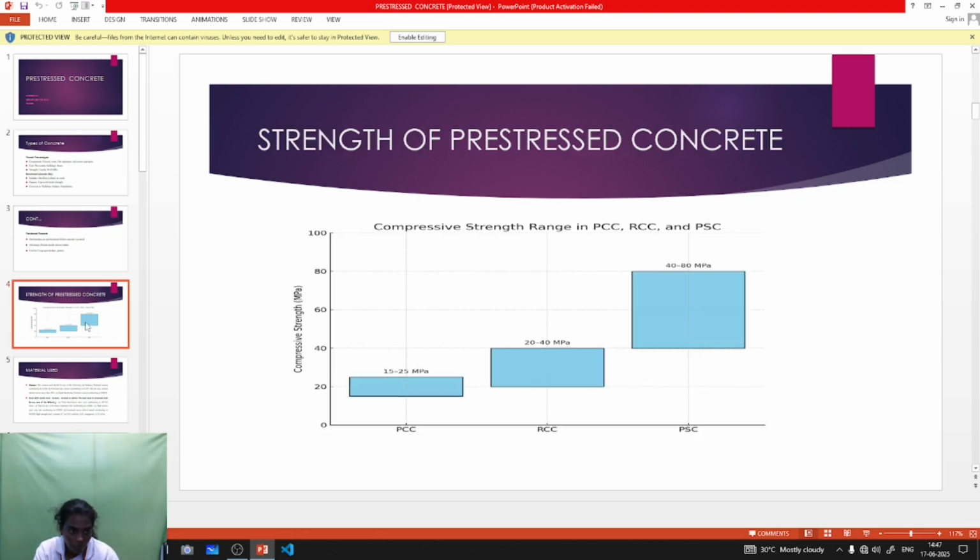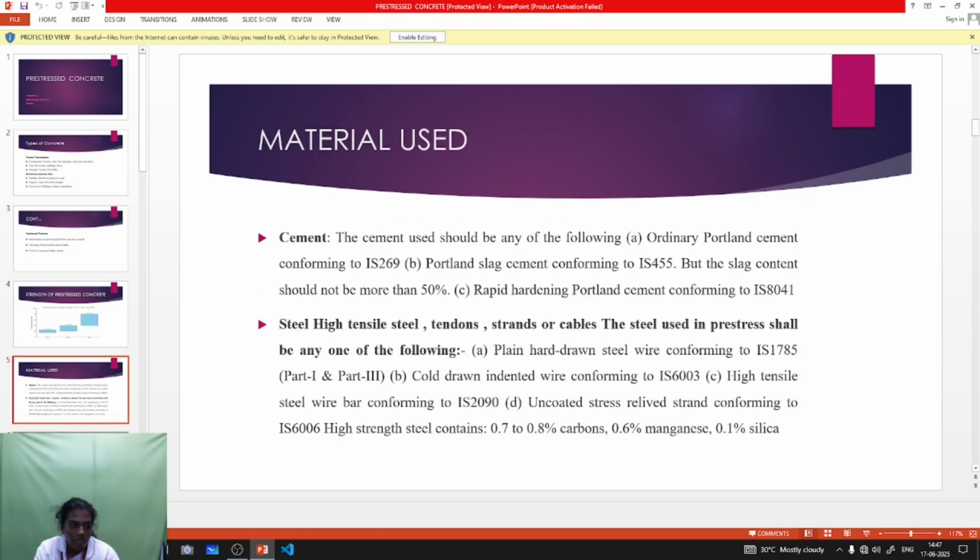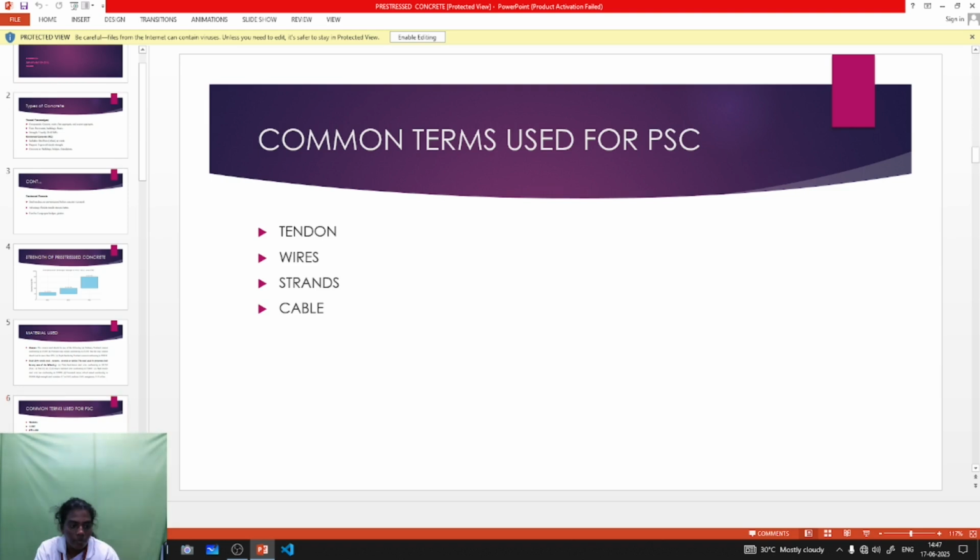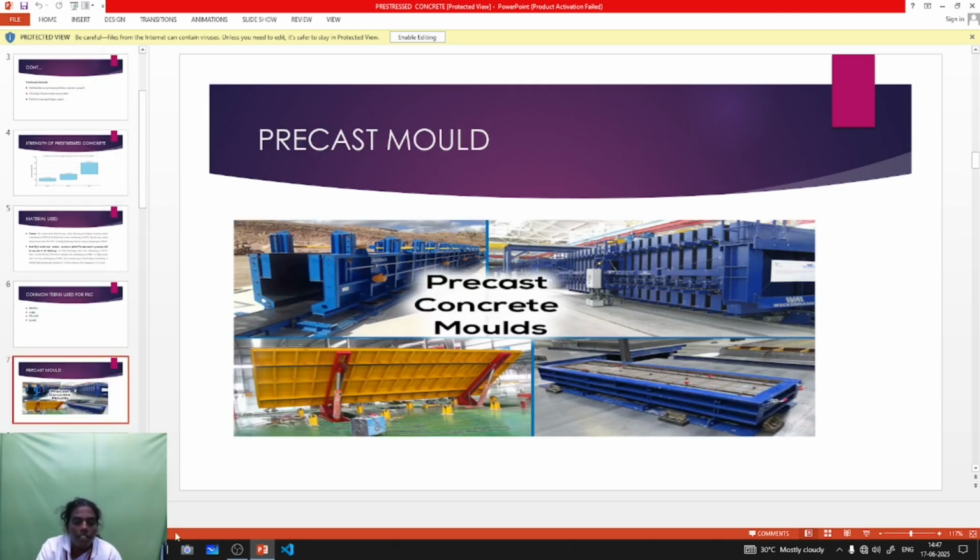Next one, this is the normal precasting mode of prestressed concrete. It is normally used for prefabricated structures or precast concrete structures in a fabrication unit. Madras, Chennai has one fabrication unit. This is the fabrication unit.